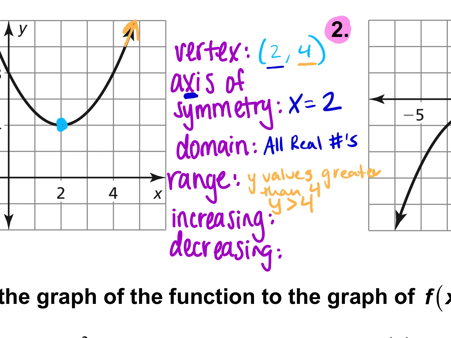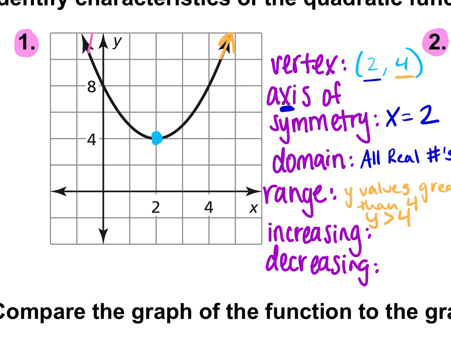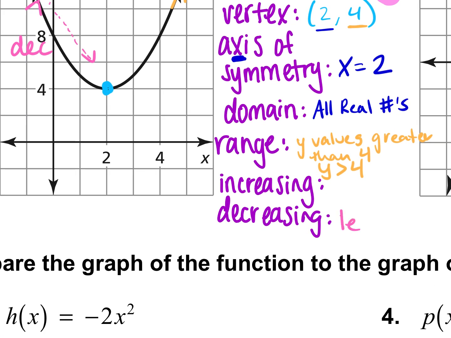And then we want to talk about increasing and decreasing. Just like how we read from left to right, we read a graph going from left to right. So if I started at the left and worked my way to the right, would I be walking uphill or downhill? Downhill. So we'd be decreasing on what side of our vertex? The left side or the right side? Left. So we're walking downhill, so we're decreasing on the left side of our vertex, which means we're increasing to the right.